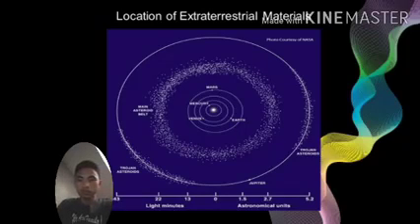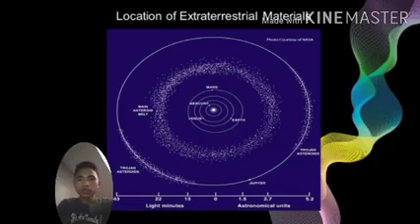inside the asteroid belt, and this means that at any given time, many extraterrestrial materials can go inside and hit these four planets.